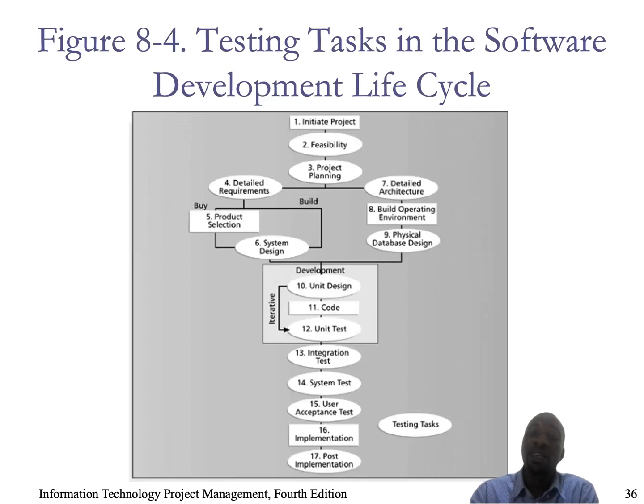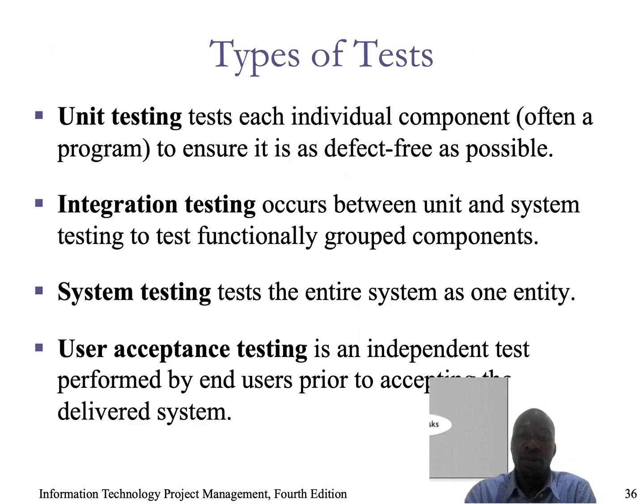And so the testing tasks in the software development life cycle: initiate a project, carry out a feasibility study, go to project planning, where you look at detailed requirements, then project selection, where you choose either to buy or build your own, then system design, and so on. These are the system development life cycle stages.